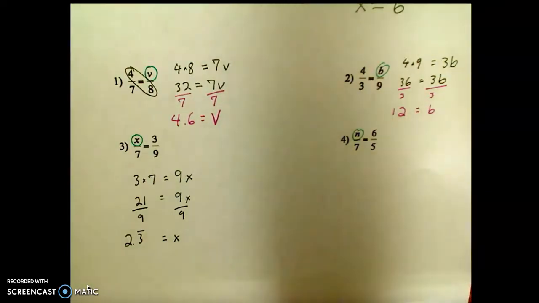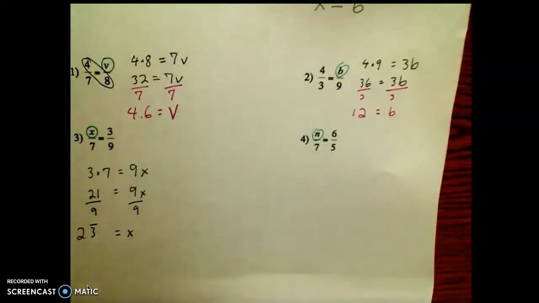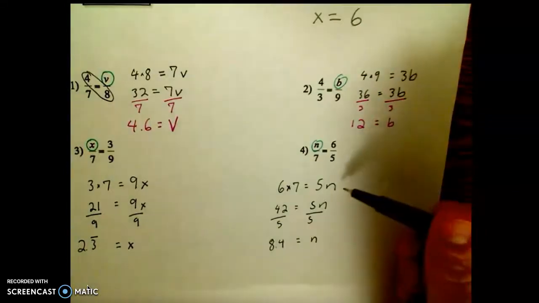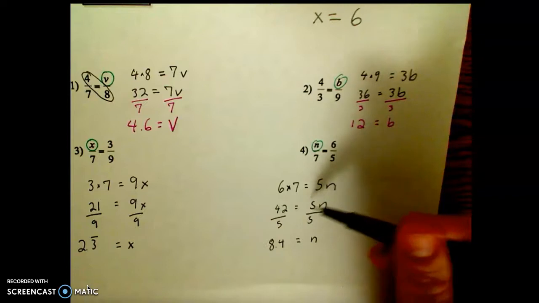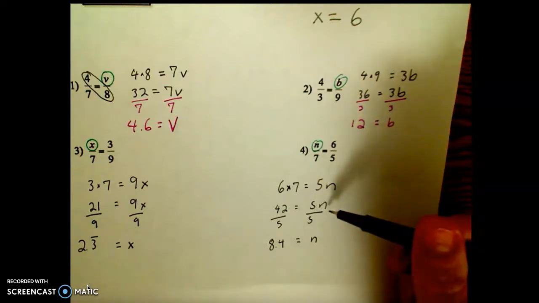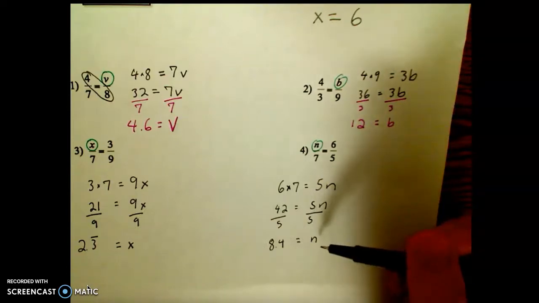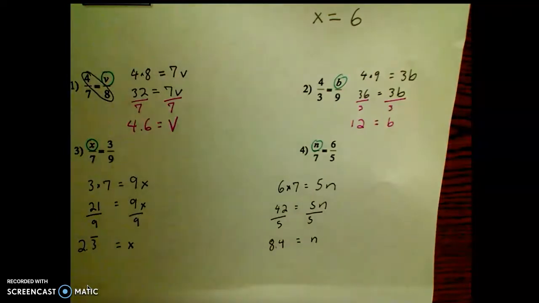All right, one more to try. Let's try it. All right. We set our products equal to each other. We simplified. Divided by the coefficient of the variable. And n equals 8.4. How did you do? Hopefully good. Now we are ready to practice on our own. Let's go.